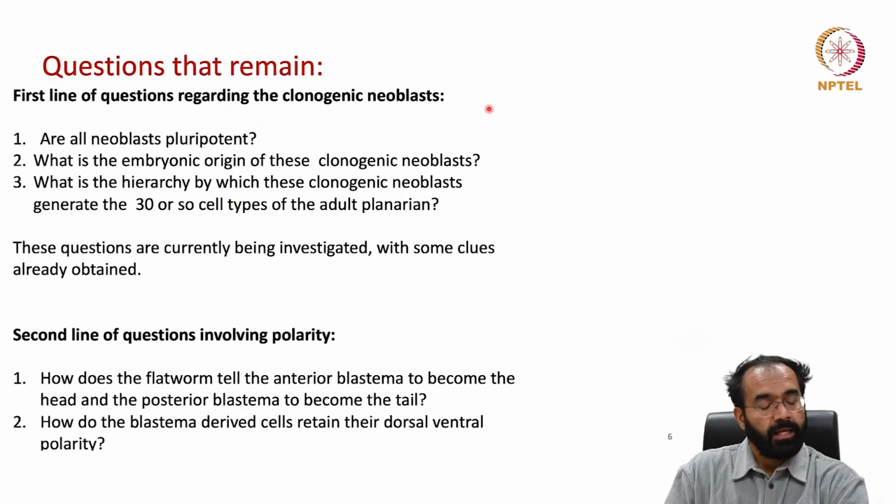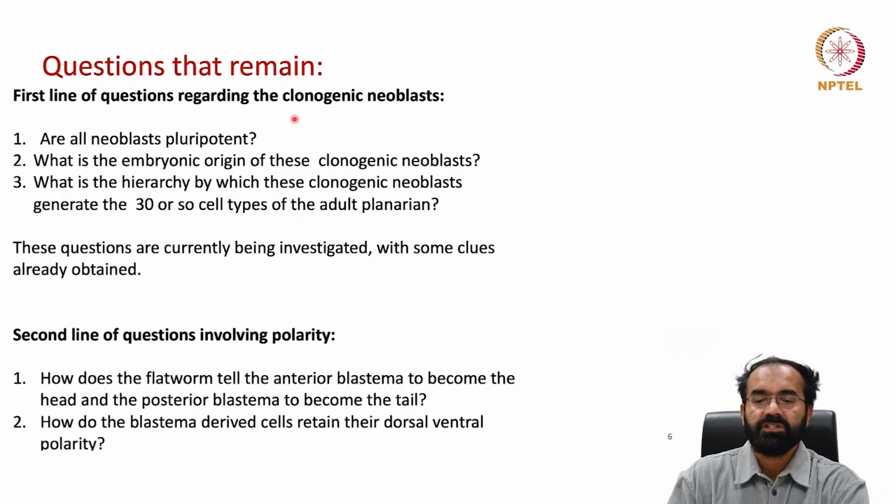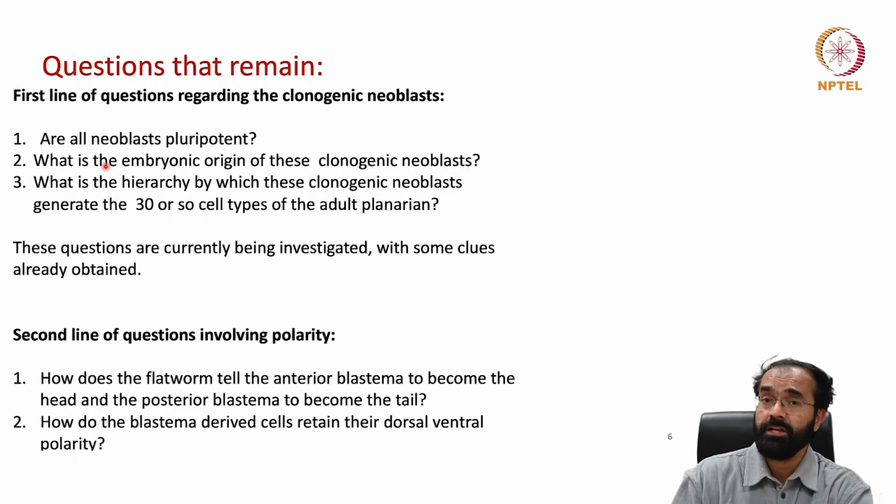Now the question is, what are the questions that remain? Very interesting questions may come from this set of results. The first line of questions is regarding the clonogenic neoblast. Are all neoblasts pluripotent? If the planaria has say 1 million neoblasts, are they equal? Or are only 100 of those 1 million so-called C neoblasts? Because we have evidence that sometimes, into the 6000 radian irradiated planaria, you put one neoblast and it doesn't work. Sometimes you put one and it does. So what it tells you is that not all neoblasts are equal.